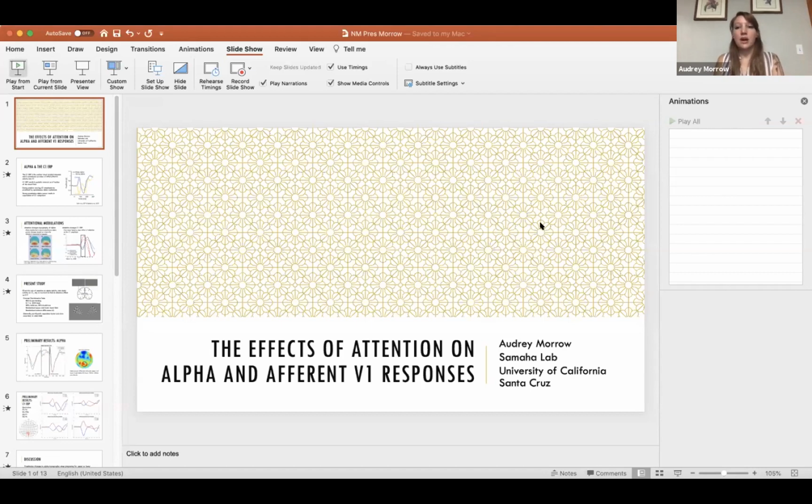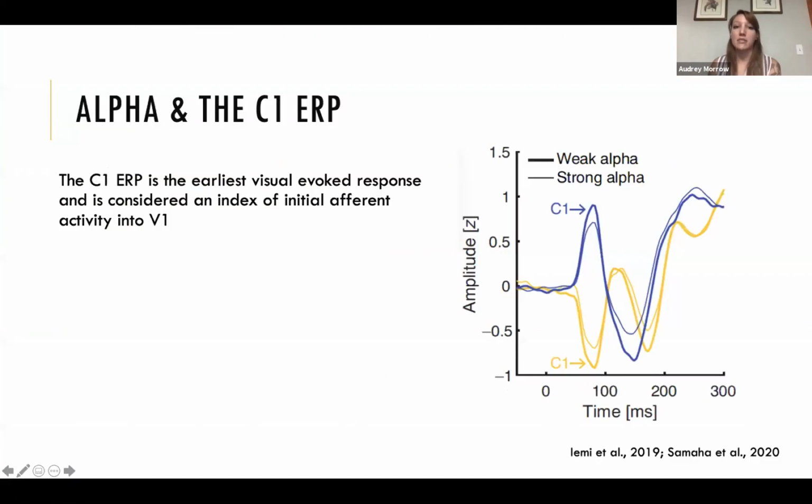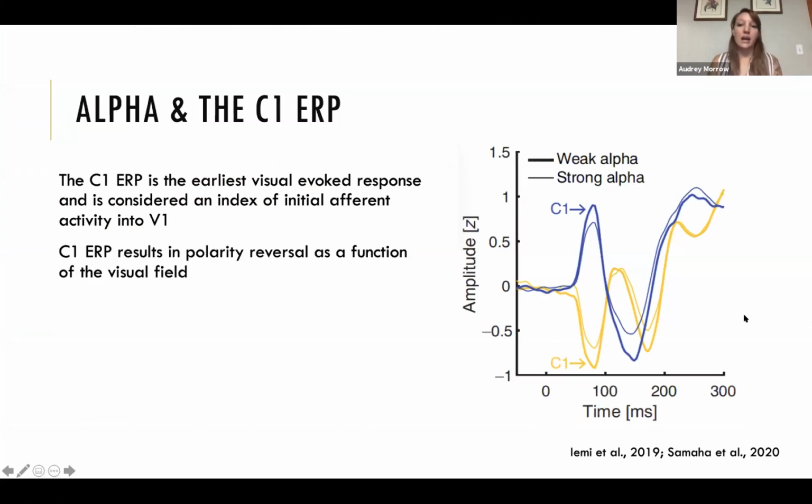All right, so I'll begin by talking about alpha and the C1 ERP, or event-related potential. The C1 ERP is the earliest visual evoked response, and it's considered to be an index of initial afferent activity into V1, or the primary visual cortex. One interesting thing to note about the C1 ERP is that it results in polarity reversal based on how the activity projects out from the calcarine fissure, such that the upper visual field will actually result in a negative peak, as you see in yellow in the figure, and stimulus in the lower visual field will result in a positive peak, as you see in the blue line in the figure.